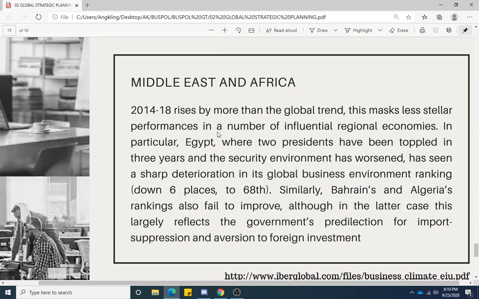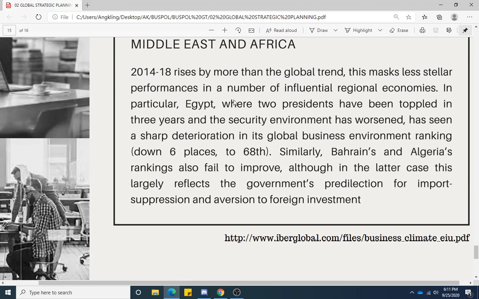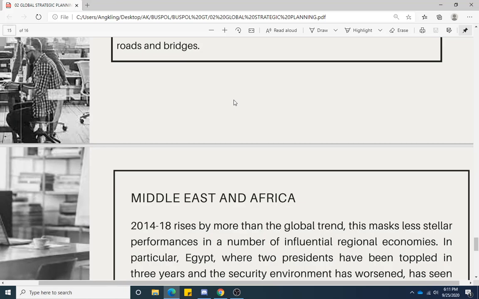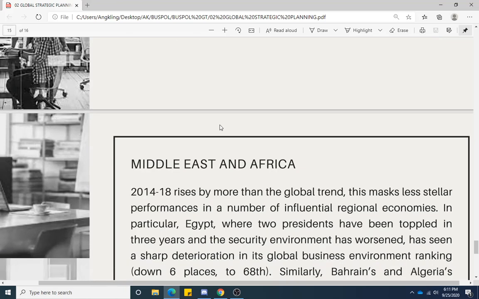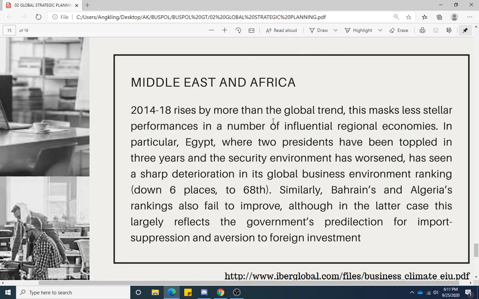So in the Middle East, from 2018 arises more than a global trend. So this masks less stellar performance in a number of influential regional economies. For example, in Egypt, where two presidents have been toppled within 3 years and the security environment has worsened, of course there is a deterioration in its global business environment ranking. Similarly, Bahrain and Algeria's rankings also failed to improve, although in the latter cases, this largely reflects the government. It's more on the political side that, of course, aside from the cultural values that they have within the country, you also have to examine the environment as well as the political movements within the country.